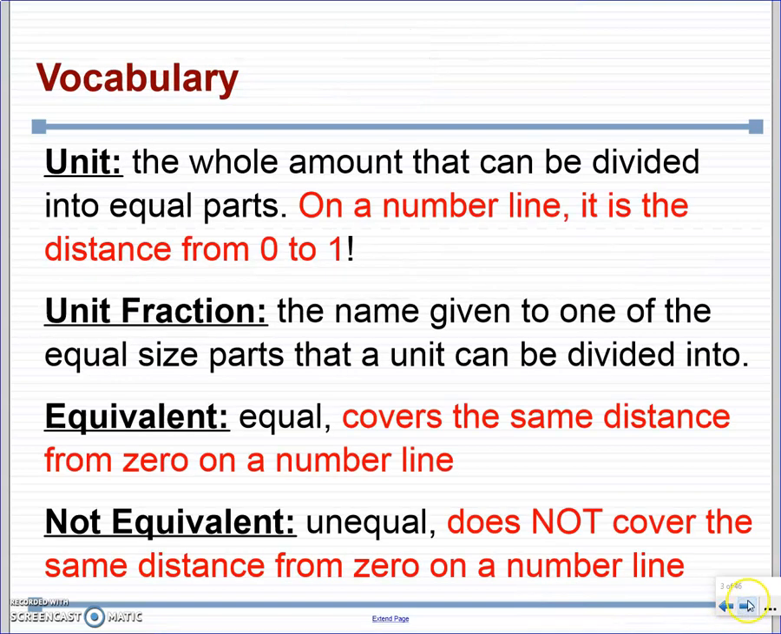So third grade, to start our lesson today, let's review a few words that we know. We know that when we're talking about a fraction or fractions, the unit is the whole, the amount that's divided into equal-sized parts. On a number line, the unit is the distance from 0 to 1. A unit fraction is what we call one of the equal-sized parts that a unit can be broken into. Equivalent means equal, or covering the same distance from 0 on a number line. Non-equivalent means unequal, or not covering the same distance from 0 on a number line.